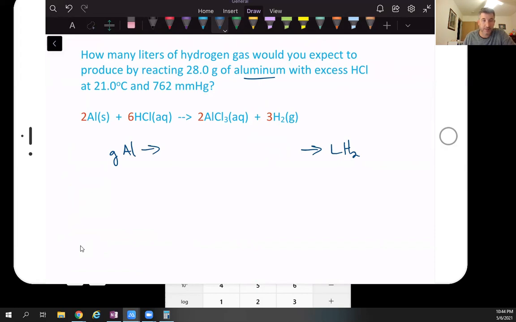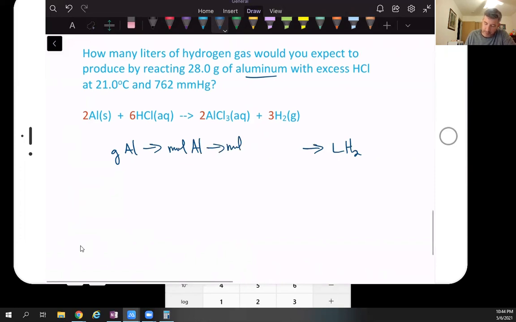Well, an easy thing to do would be to go from grams of aluminum. I'm pretty much definitely going to go to moles of aluminum, and then probably to moles of hydrogen, right? So then the question is, do we go directly from moles of hydrogen to liters of hydrogen? Well, if hydrogen is a gas, and I know the temperature and pressure, and I believe I do, then I should be able to do that last part using the ideal gas law, right? Okay, so let's go ahead and do this first part using stoichiometry.